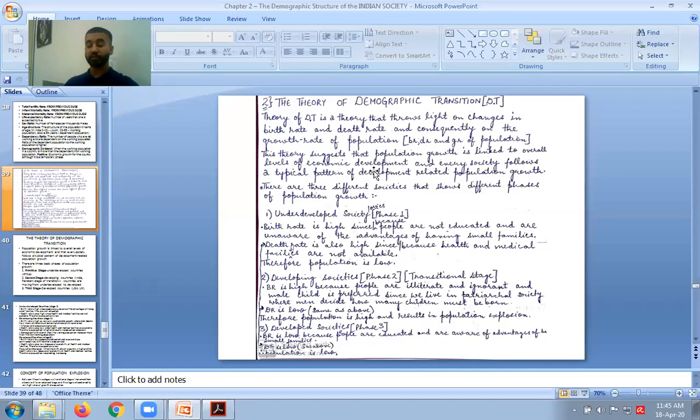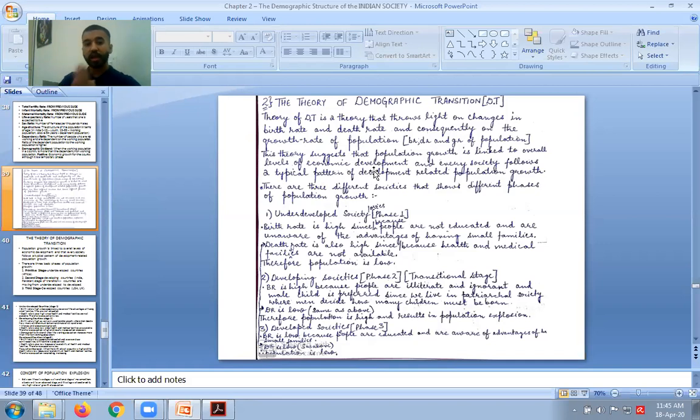But when we talk about the growth rate of developed societies, their population is low because they are not giving more births, and their death rate is also low. So there's not much difference between birth rate and death rate. When there is a lot of difference between birth rate and death rate, then we are always going to have more population. But when we have less difference between birth rate and death rate, then we're going to have less population. It's as simple as that.